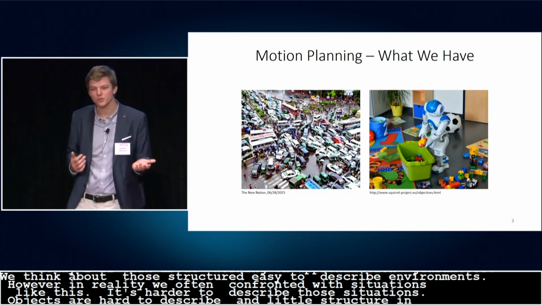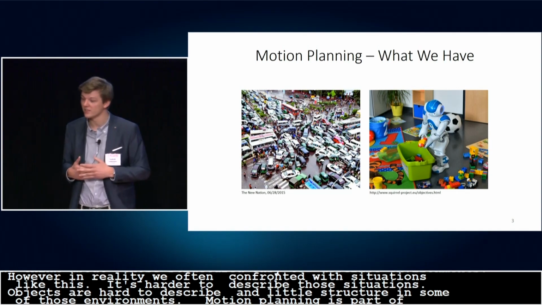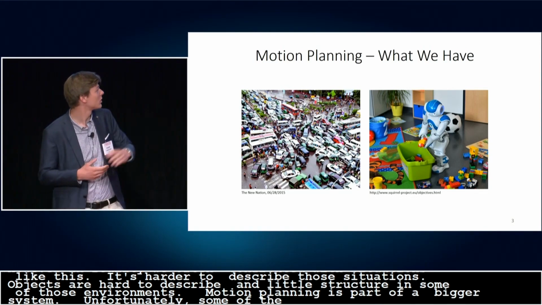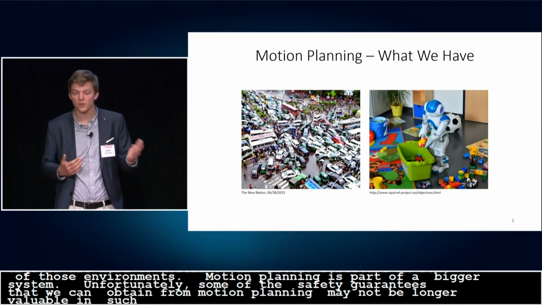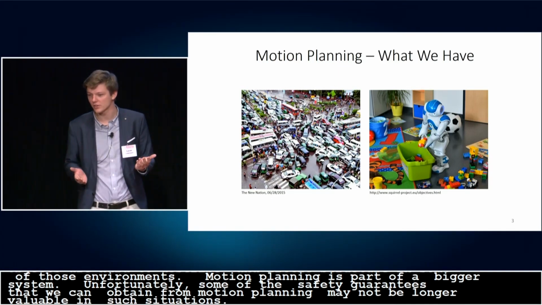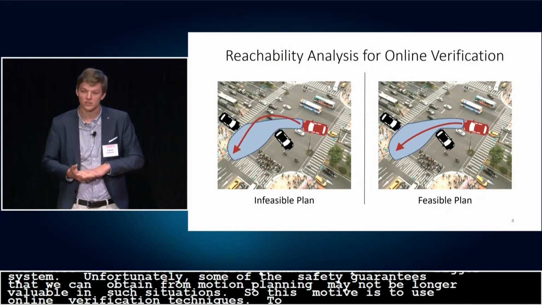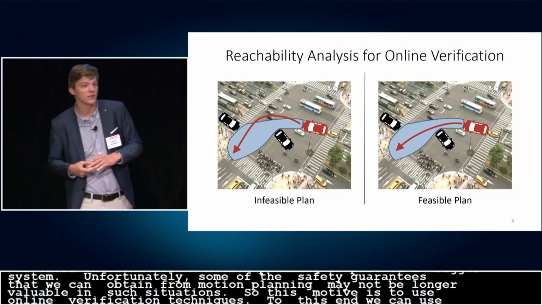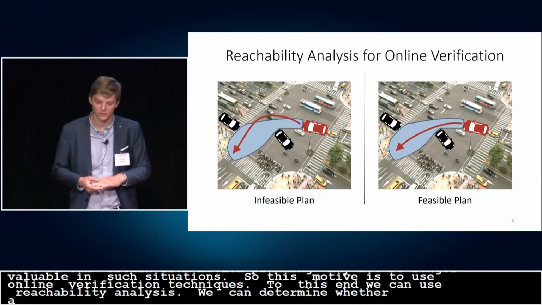And also, usually, motion planning is part of a bigger system. And so, unfortunately, some of the offline safety guarantees that we can obtain from motion planning may no longer be viable in such situations. So this motivates the use of online verification techniques. And to this end, we can use reachability analysis. So with reachability analysis, for example, we can determine whether a plan is feasible or not before its execution, and then actually stop the execution before it happens.